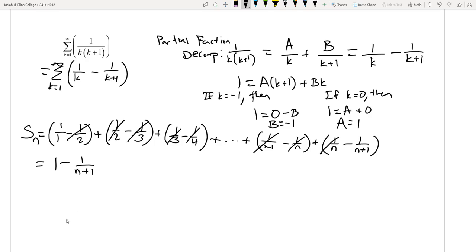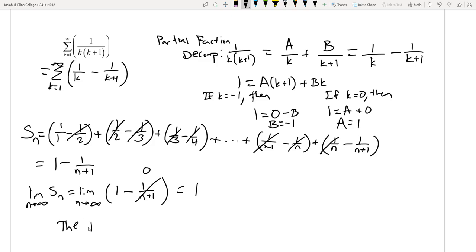And so again, we can figure out what our limit of partial sums is as n tends to infinity by just taking the limit of the formula that we've just gotten. When we do that, we can see that 1 over n plus 1 will tend to 0, and so we get the solution 1 here. So that's going to be the sum of our telescoping series.